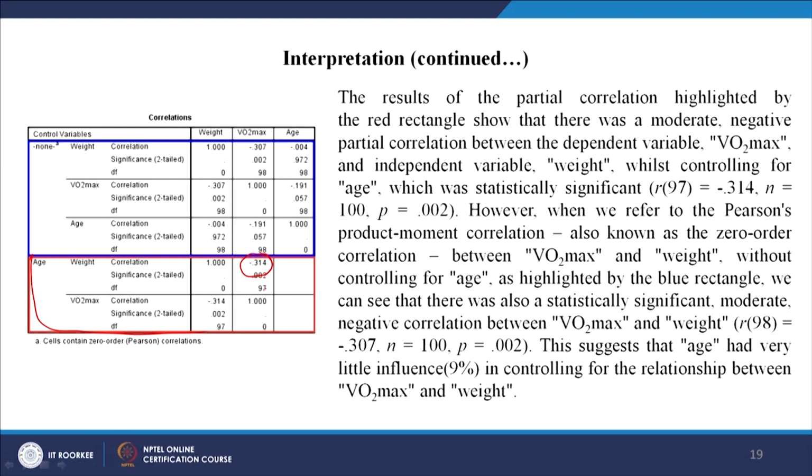Why 97? You see here the degrees of freedom is 97, the correlation is equal to minus 0.314, n is equal to 100, no missing values, at p is equal to 0.002, the significance value. However, when we refer to the Pearson's product moment correlation, also known as the zero order or the simple correlation, without controlling for age as highlighted by the blue rectangle, here in the blue rectangle the zero order correlation is taken, there is no effect, without controlling anything, age or anything.